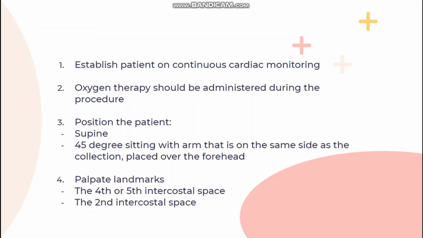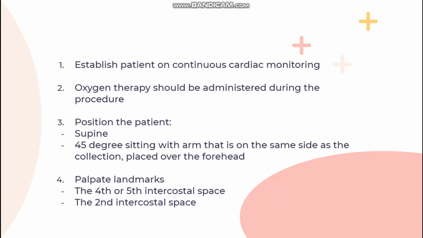Second, oxygen therapy should be administered during the procedure. Unless contraindicated, this is to offset hypoxemia produced by changes in ventilation-perfusion relationships as fluid is removed and to facilitate reabsorption of pleural air if pneumothorax complicates the procedure.